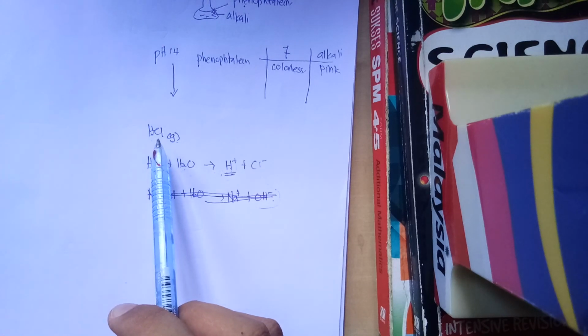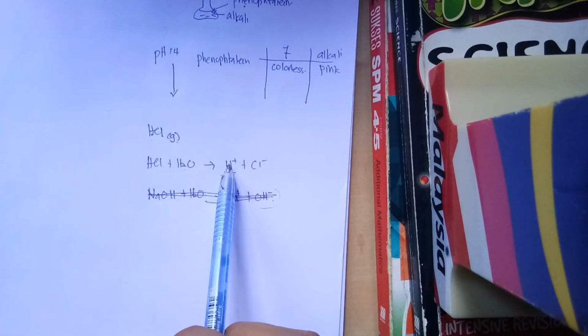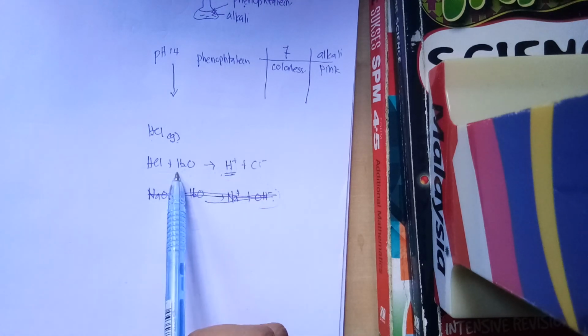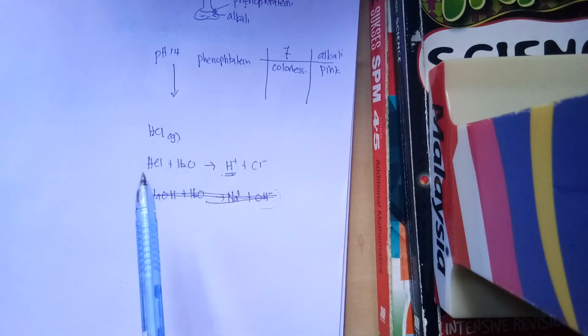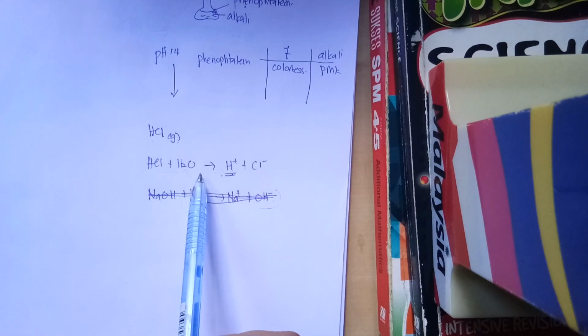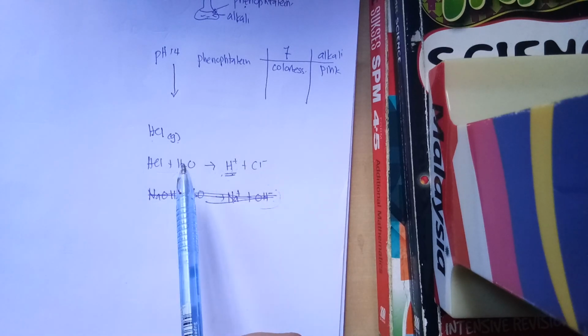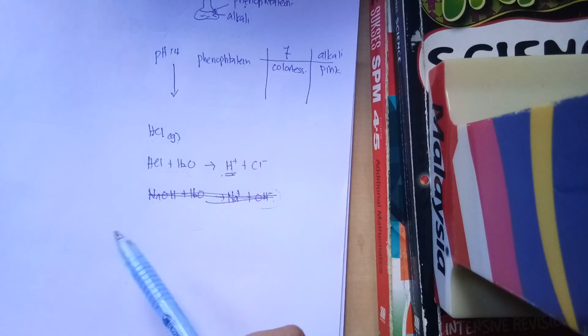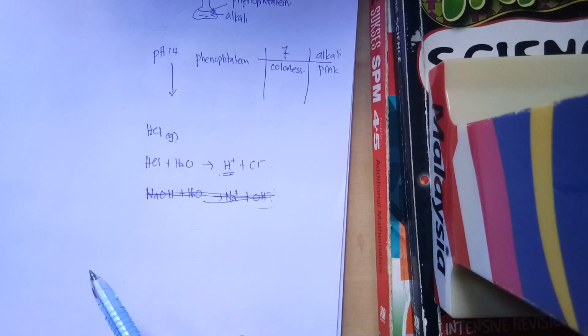In the gas or dry state, there is no water. When you don't have water, the acid cannot ionize. Once the acid cannot ionize, you don't have free moving ions. That is the importance of water: so that the acid or alkali can ionize to produce H+ or OH- ions which are free to move, so that these ions can show the properties of both acid and alkali. So that is the importance of water in acid and alkali reactions.